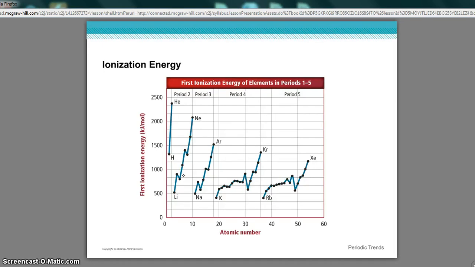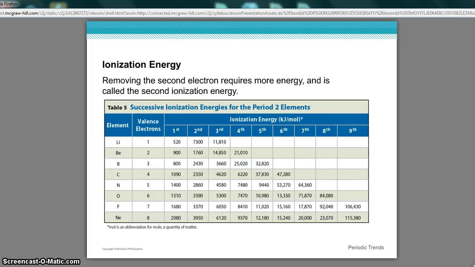Now, let's look at the next chart that we're given and see what it tells us.